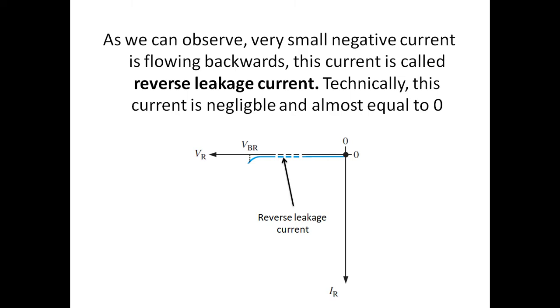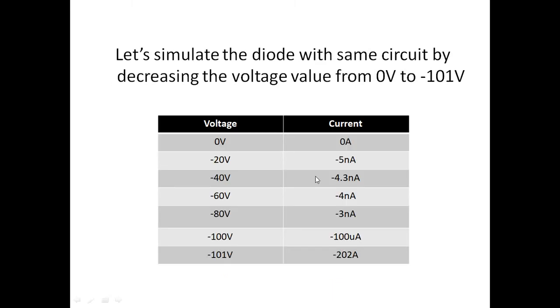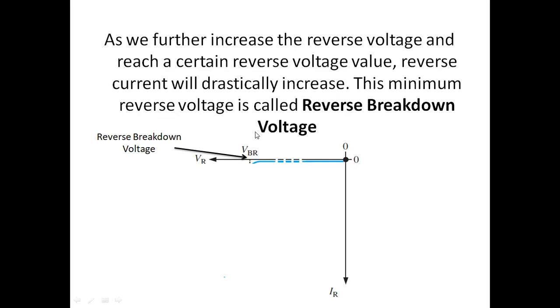Okay? But as we further increase the reverse voltage and reach a certain reverse voltage value, ito yon, kung napansin nyo, nag-jump siya from negative 3 nanoampere, naging negative 100 microampere nung nilagyan natin ng negative 100 volt. Ang laki nung ginamit niya, di ba? So, ito yung sinasabi niya. As we further increase the reverse voltage and reach a certain reverse voltage, in short, for example, yung kanina, from negative 80 to negative 100, the reverse current will drastically increase.